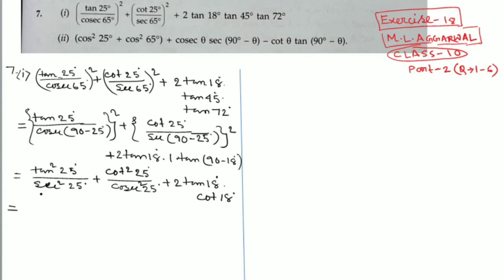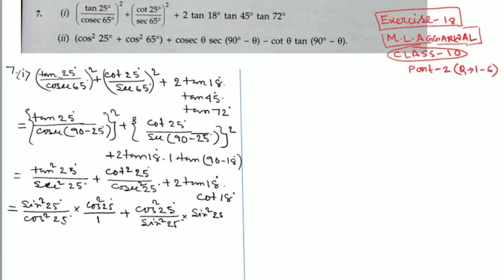Next step, tan means sin square 25 degree divided by cos square 25 degree, and divided by sec square, so it will be reversed, and therefore cos square will be here and 1 will be the denominator. Similarly, it will be cos square 25 degree divided by sin square 25 degree, divided by cosec square, so it will be sin square divided by 1, plus here it is 2, and tan 18 degree and cot 18 degree both are reciprocal, so this will be crossed out.